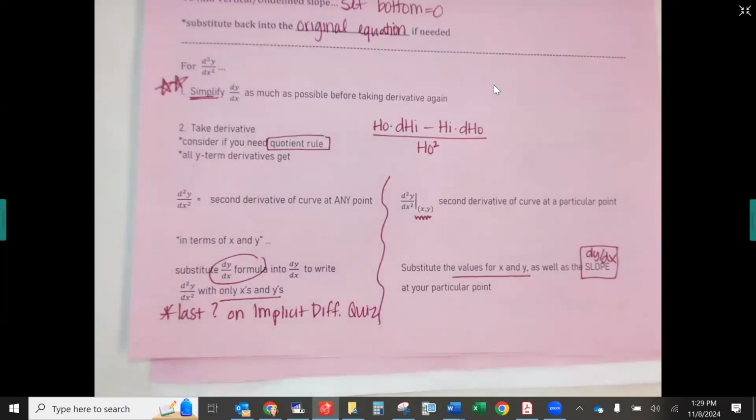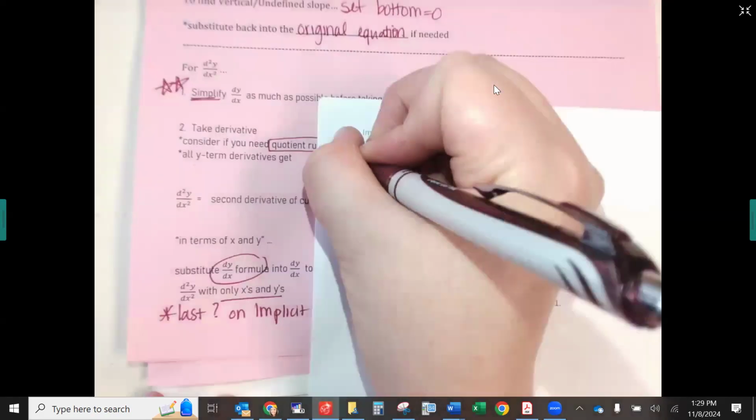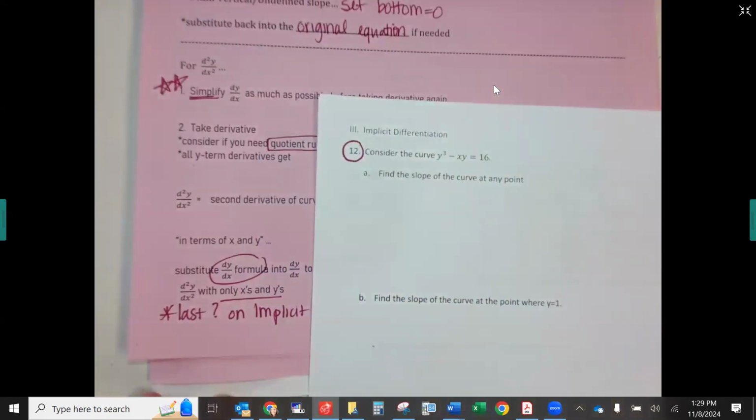Okay, so what I'd like to do is let's try a question on implicit differentiation and see what you remember. So if you will turn, please, to the section implicit differentiation, and we're going to do this question right here, number 12 of the review. So find your test review from last class. We're doing number 12.